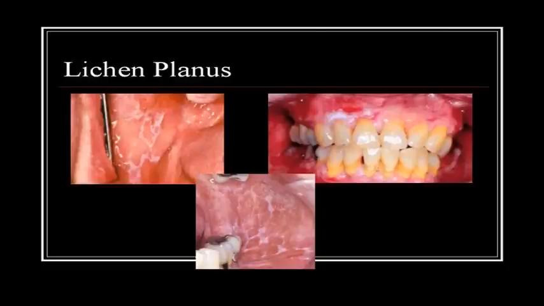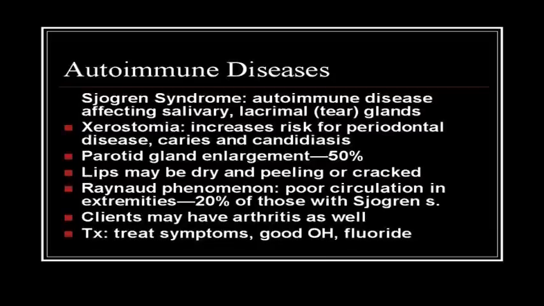Treatment for erosive lichen planus is a topical steroid. Periodic biopsy is recommended for clients that present with this chronic condition, as research supports that they may be at a slight increased risk for squamous cell carcinoma. We've included the autoimmune disorders in this category, of course, because they are immune-related.